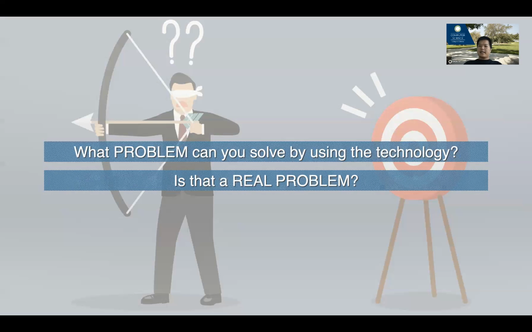For anything you are thinking about right now for this project, make sure you can answer these two questions really well: what problem can you solve, and is that a real problem? These are the things I want to share with you from these two examples.